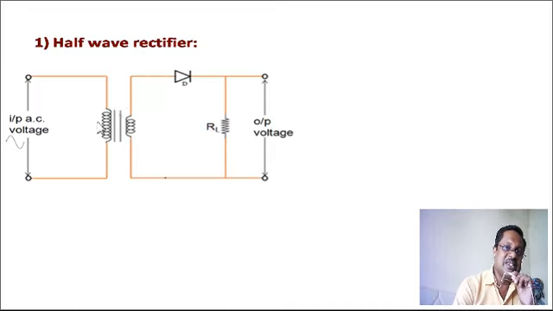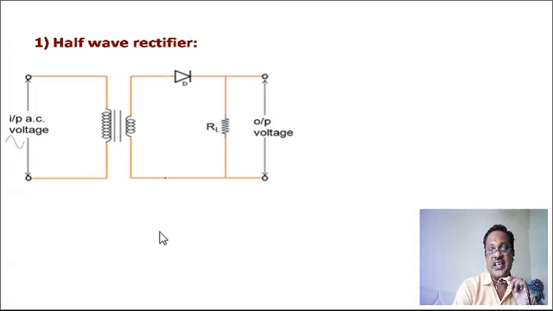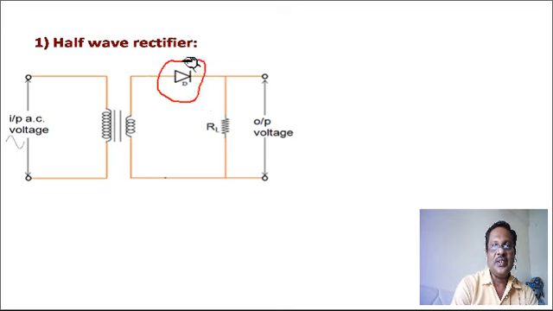Now this is the circuit used for half wave rectification. Diodes are used for rectification. The half wave rectifier circuit uses only one diode. This is a diode, that is diode D.